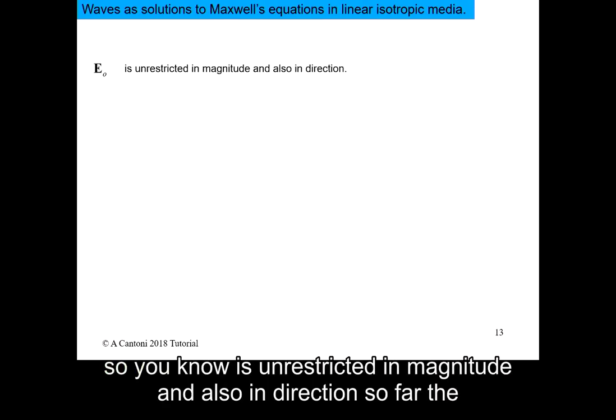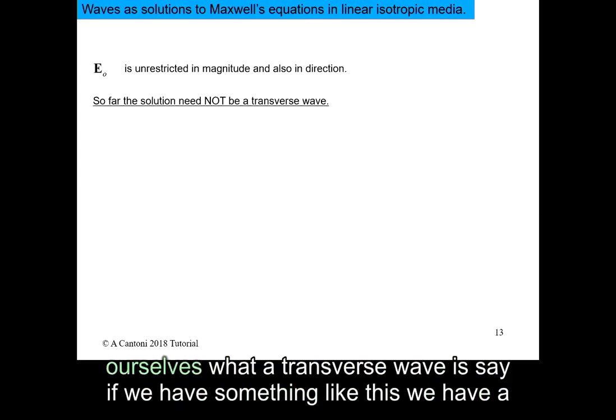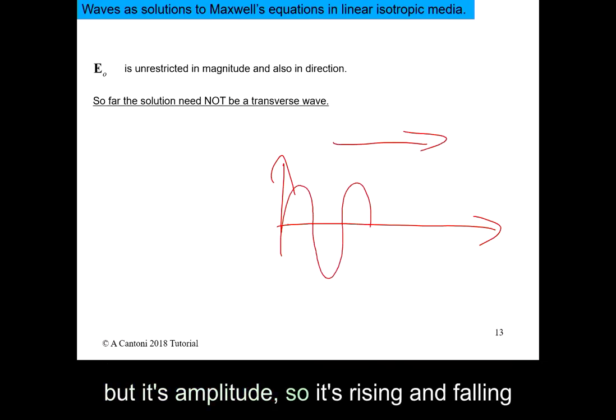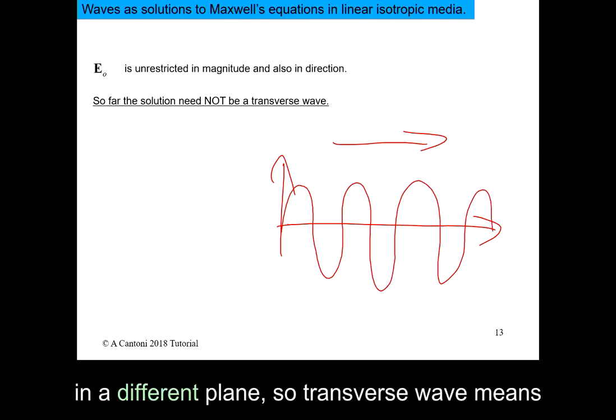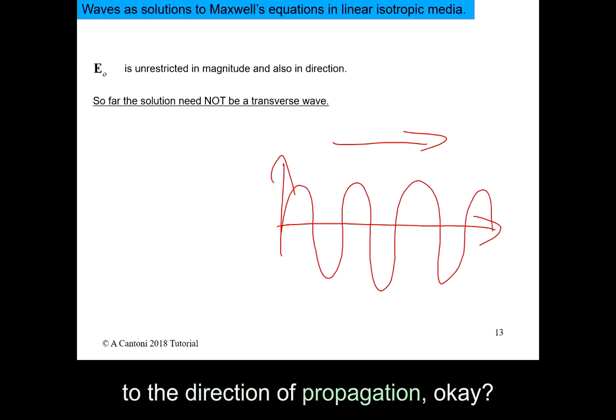So E naught is unrestricted in magnitude and also in direction. So far the solution does not need to be a transverse wave. Just to remind ourselves what a transverse wave is, we have a wave moving in this direction, but its amplitude is rising and falling in a different plane. So a transverse wave alternates in a different axis to the direction of propagation.